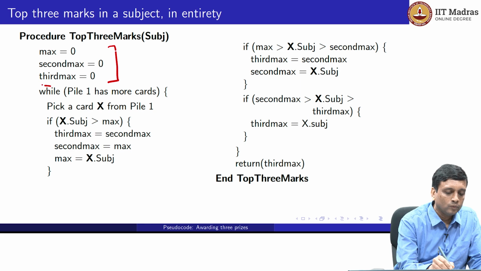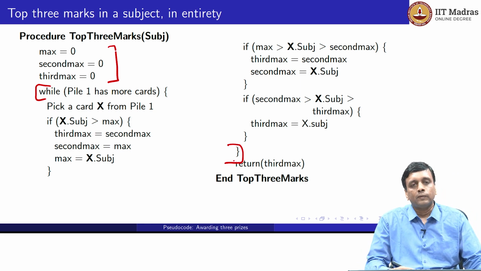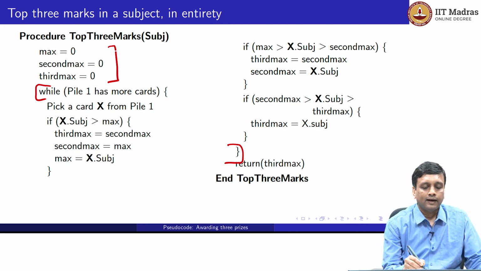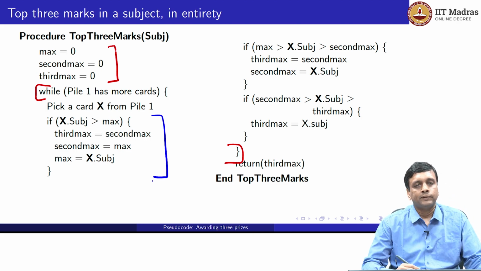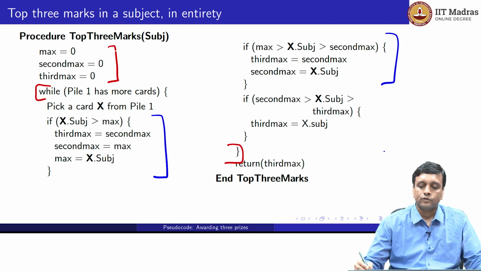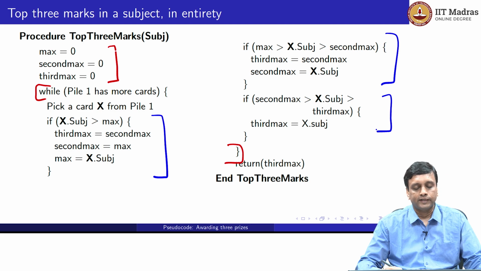So we have a while loop which goes from here to here, right? This while loop iterates over all the cards in our deck. So it goes card by card until no cards are left. We pick up each card and now there are 3 different types of updates which are disjoint. Either it is bigger than the max, in which case you update all 3 values, or it is between max and second max, in which case you update 2 values, or it is between second max and third max, in which case you update only 1 value. And in the fourth case, where it's smaller than the third max, you just ignore this card and move ahead.